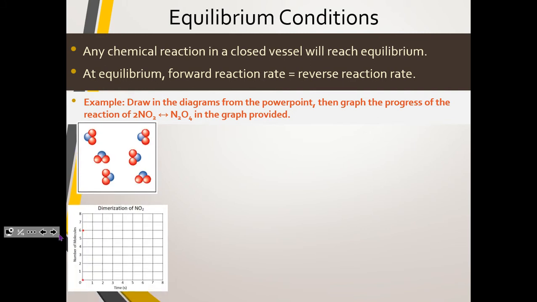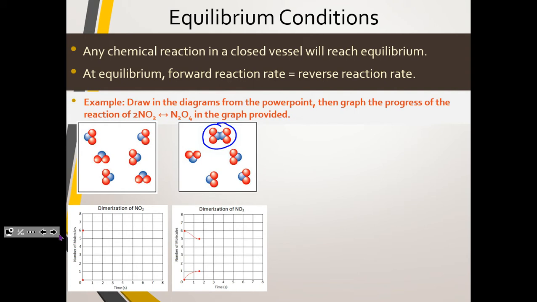I want you to draw out all 6 of those molecules, and that's NO2. On the graph, you'll notice that we start out with 6 molecules of NO2 and 0 molecules of product. Well, what we know about NO2 is that it dimerizes. So here, 2 of the NO2 molecules have dimerized, and let's reflect that on the graph here. We now only have 4 molecules of NO2, and we have 1 molecule of N2O4, excuse me.